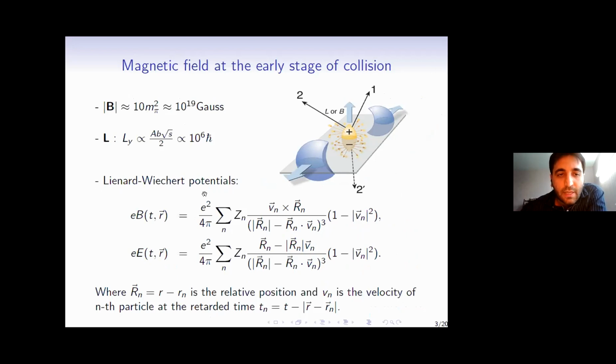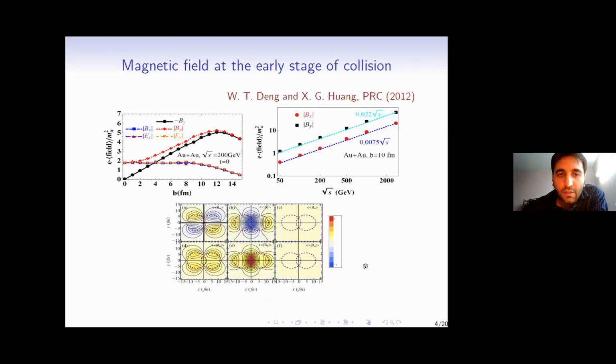To simulate and study the behavior of the magnetic field at the earliest stage, people mainly use the linear Liénard-Wiechert potentials, which relate the electromagnetic field at time t to the phase space information of the particles at the retarded time. Here I'm just showing some plots based on simulations using those potentials.